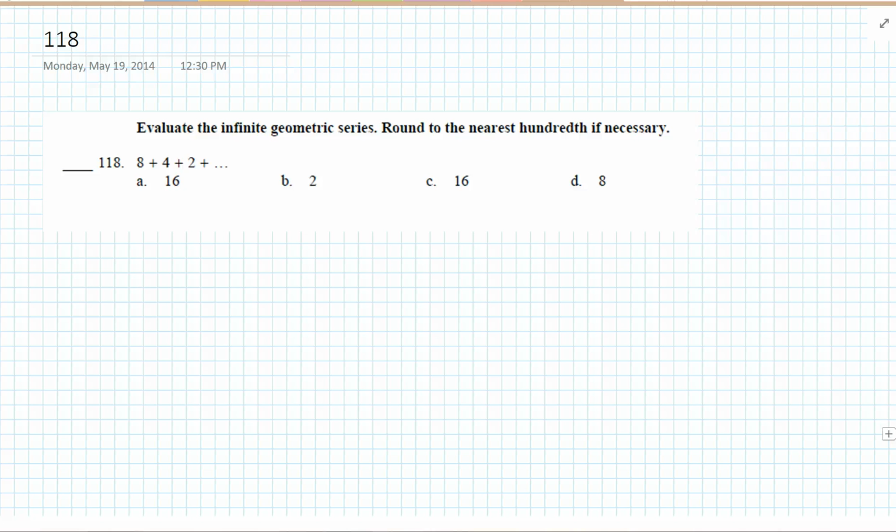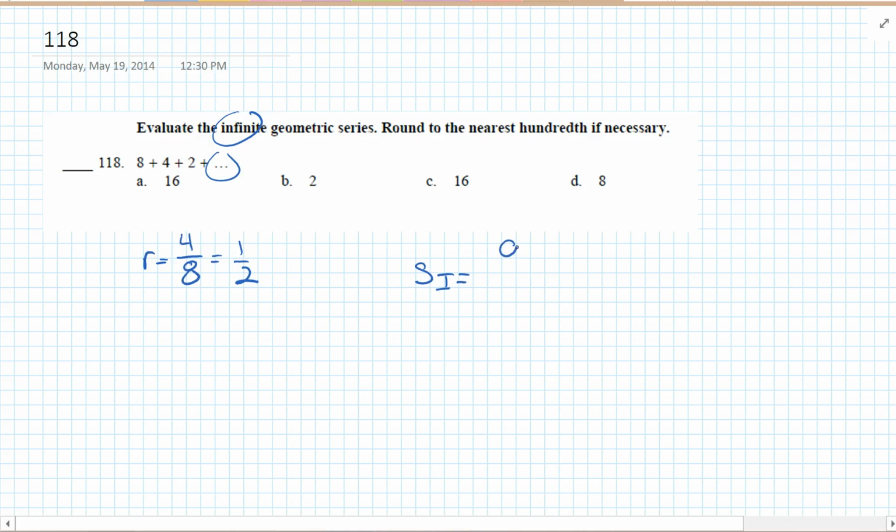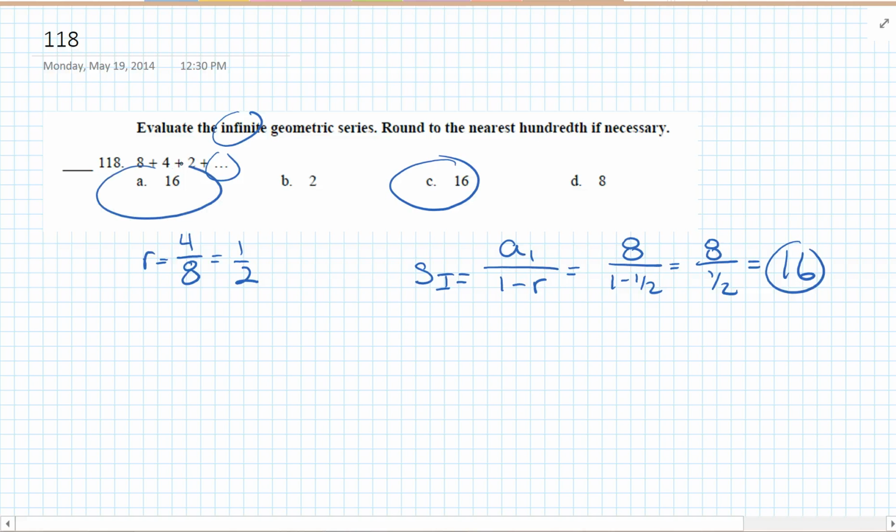Last question. Evaluate the infinite geometric series, rounding to the nearest hundredth if necessary. Our r value is 4 over 8, second term over first term, which simplifies to 1/2. It has an ellipsis, which tells us it's infinite. Since our r value is less than 1, it does have a sum. The sum of an infinite geometric series is a1 over 1 minus r. Our first term is 8, then 1 minus 1/2. So that's 8 over 1/2, which equals 16. So the answer would be A or C.